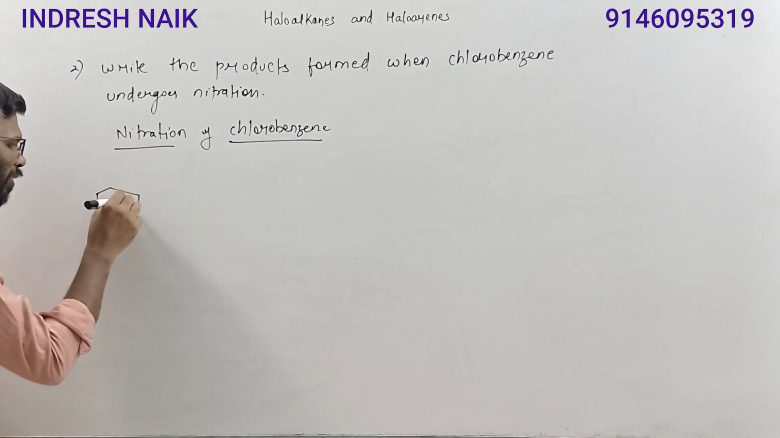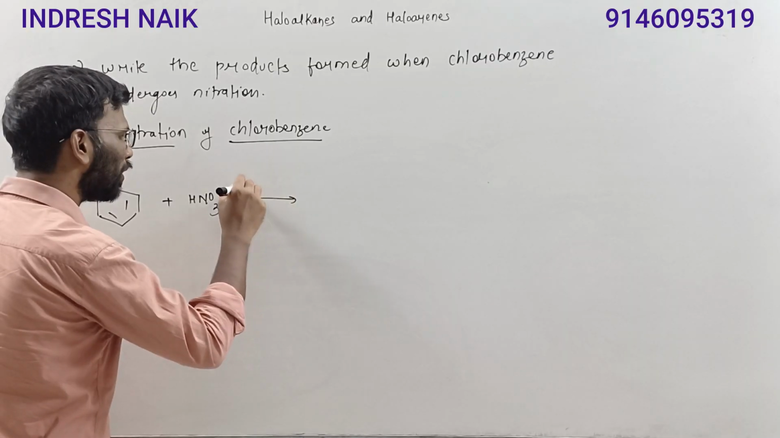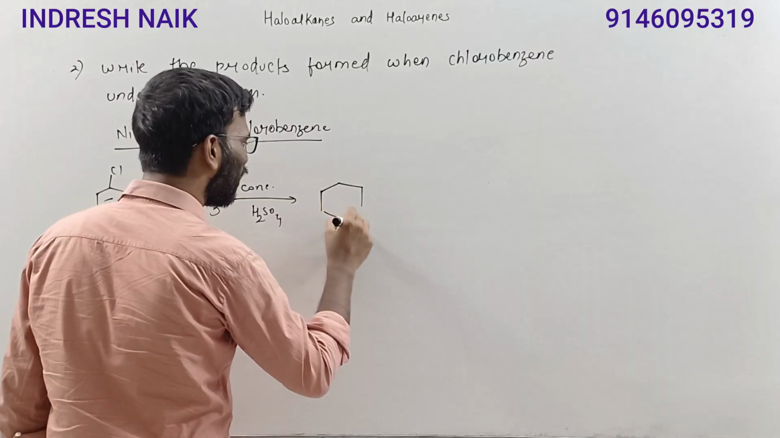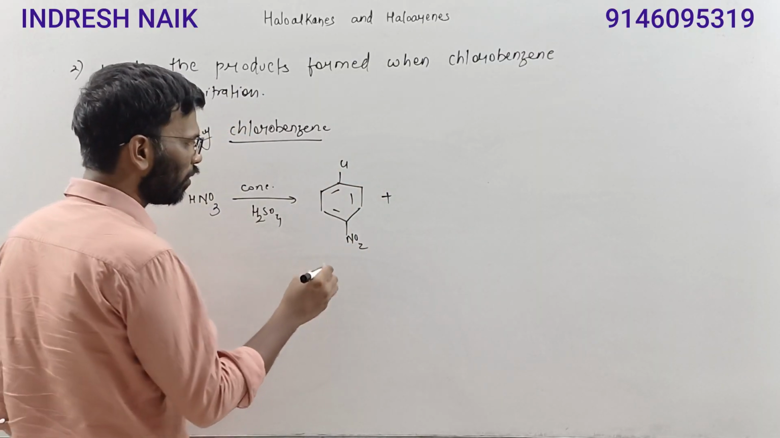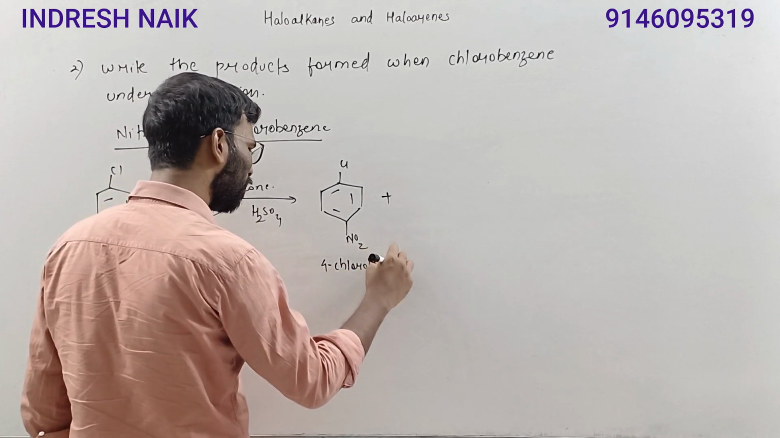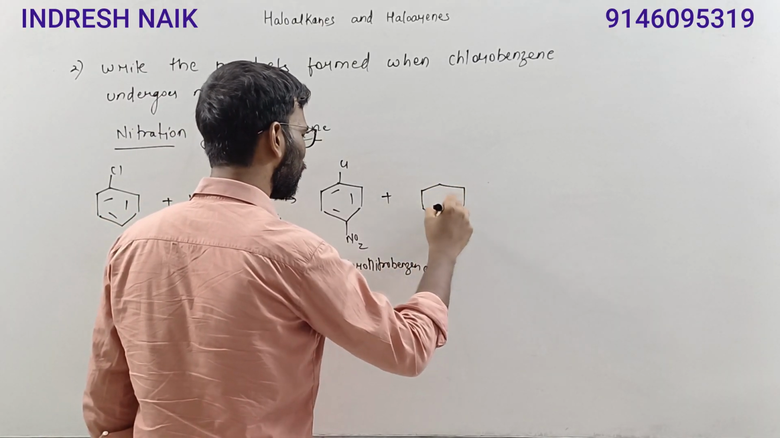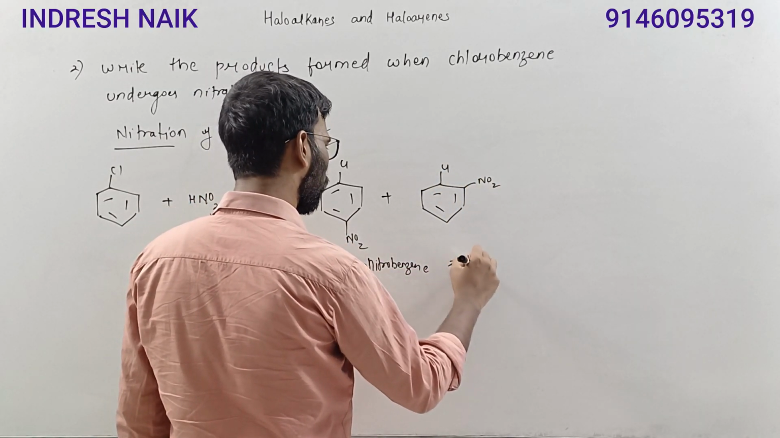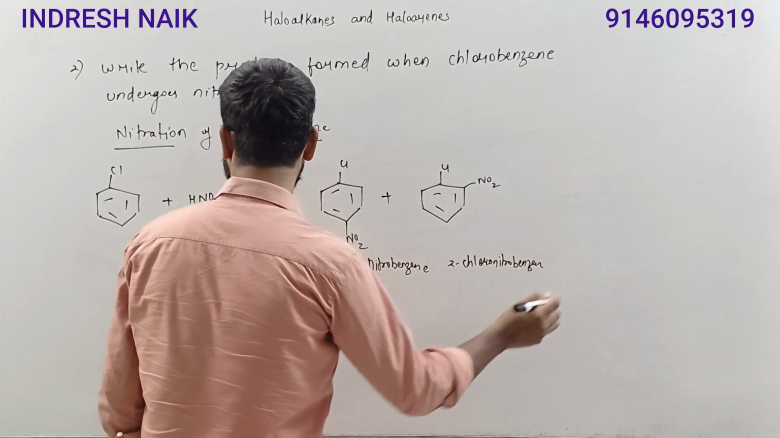Chlorobenzene is there. You put HNO3 in the presence of concentrated H2SO4, and the products you get are two products this way, chlorine and nitro over here. This is a major product. This is called 4-chloronitrobenzene, plus this is 2-chloronitrobenzene. This is the reaction.